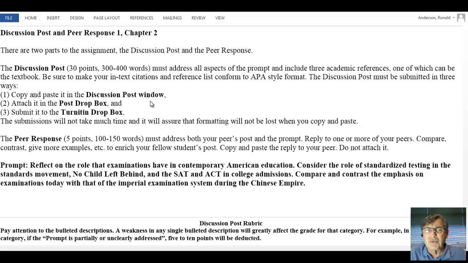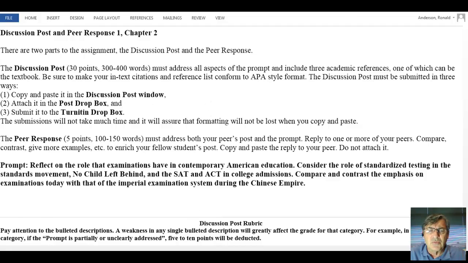The 3 submissions will not take much time. Let's make sure that formatting will not be lost when you copy and paste. I've had several instances last semester or last year when I taught this course where students said it looked right when I first typed it, but then when I copy and pasted it, it came out wrong. And so we're going to try to fix that.